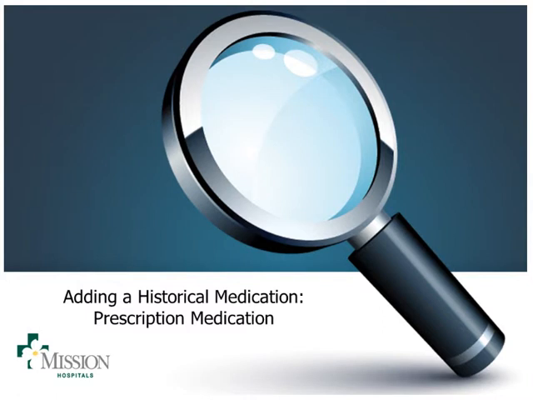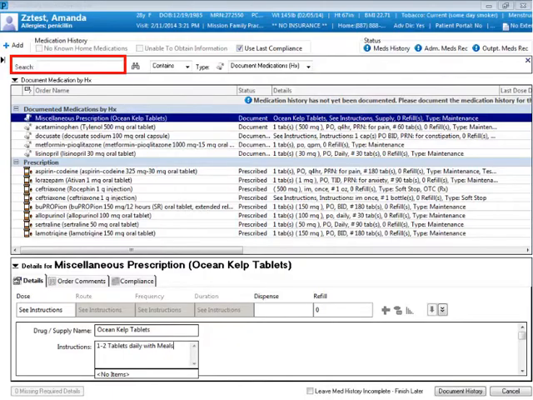Adding a historical prescription medication. The process for adding a historical prescription medication is very similar to adding an over-the-counter medication. In the search field, type the name of the medication.